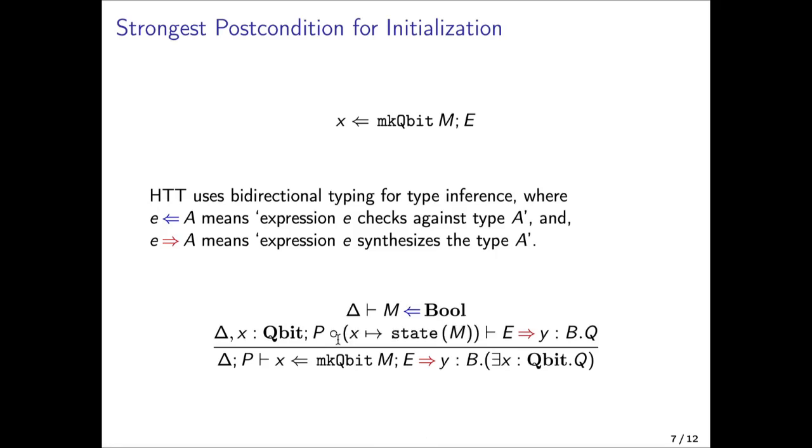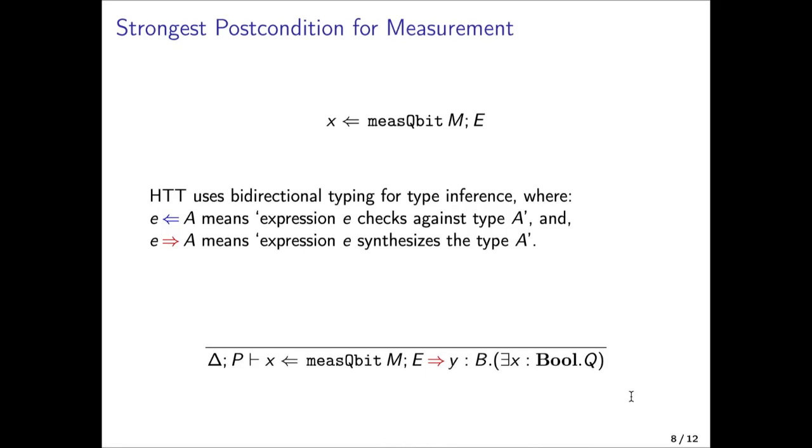So we extend the previous precondition with the strongest postcondition for this operation, that is, make qubit M. And let's read the postcondition. It says x points to some state representation of the M term that was given to us. And we know that M being a Boolean, it will be either cat0 or cat1. Let's look at another primitive, measurement. And the reasoning works in about the same manner.